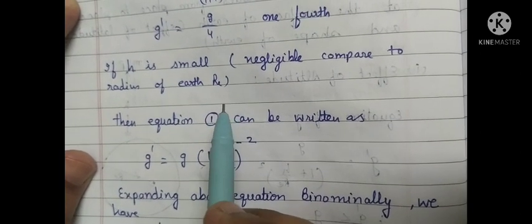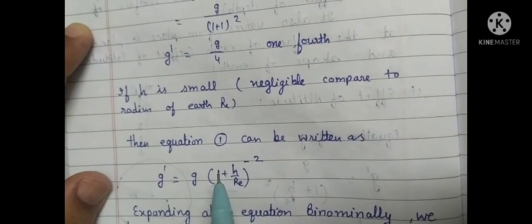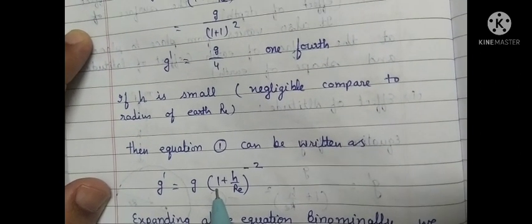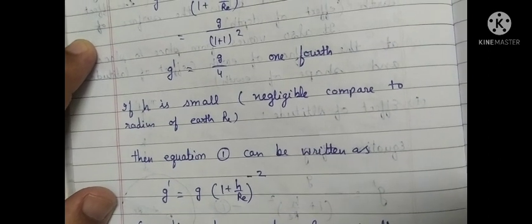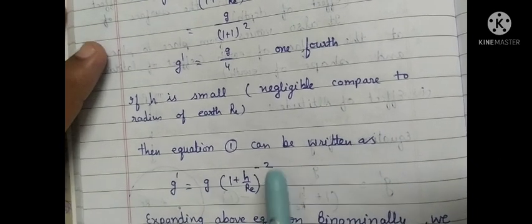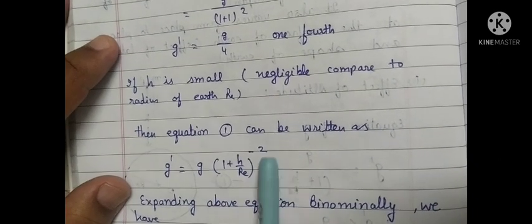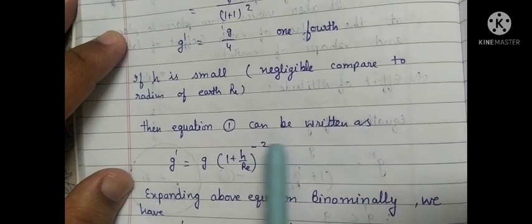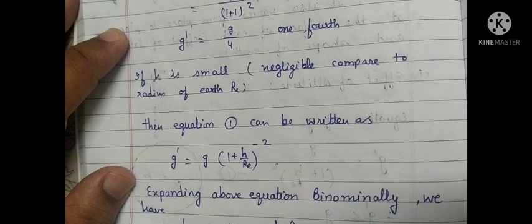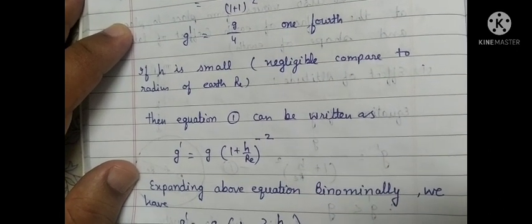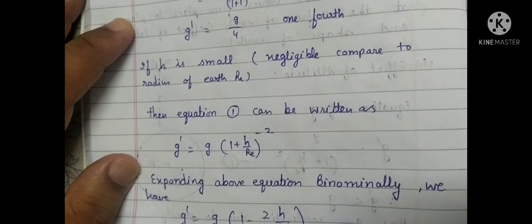Suppose the satellites are placed at a distance of 100 kilometer, 200 kilometer, 300 kilometer from the surface of the earth. In that case, this equation is applicable. Now expanding this equation binomially, whenever the binomial expansion is taken, we usually put this minus 2 multiplied with this term, and the higher order terms are negligible, so we can leave these terms.